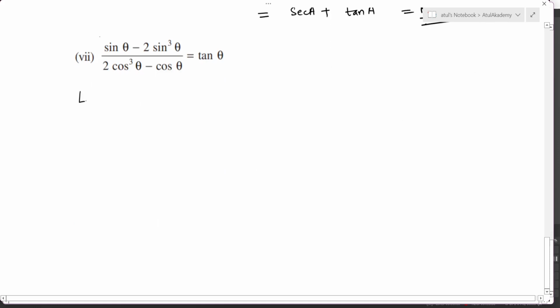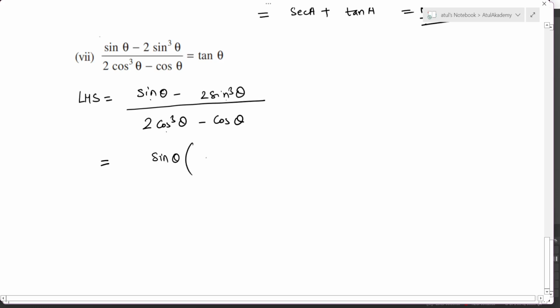Next question is also very easy. Let's see what we can do over here. Sin theta minus 2 sin cube theta, divided by 2 cos cube theta minus cos theta. We see that in the numerator sin is there in both the terms, and here cos in both the terms. Let's take it common. So I can take sin theta common from the numerator: 1 minus 2 sin square theta.